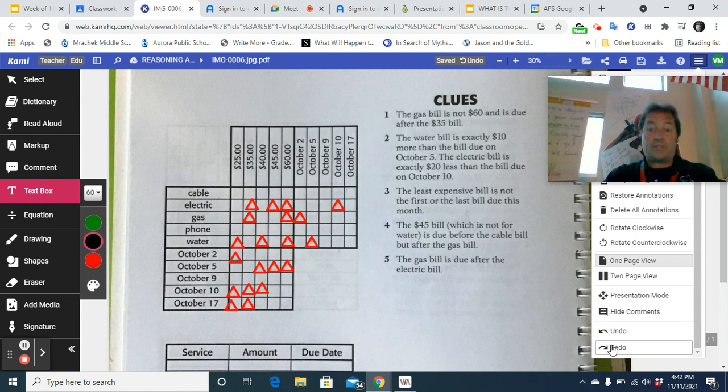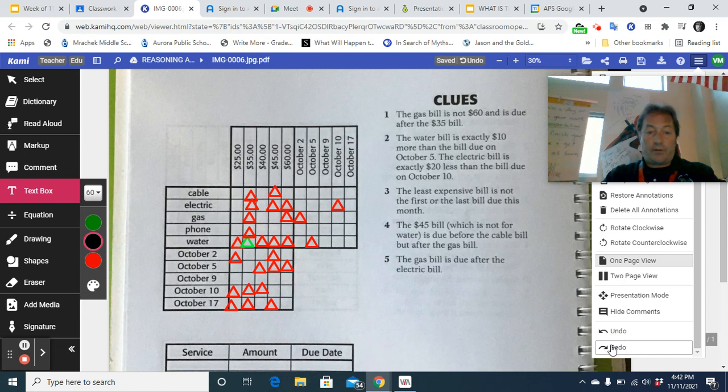Back to sequential clues. The $45 bill, which is not the water bill, so we can go ahead and knock that off. And lo and behold, now we know that the water bill is $35. So we'll mark that green and fill in the rest of that column. That's going to help us eliminate some stuff in a minute. But now back to the $45 bill is due before the cable bill. So the $45 bill cannot be due on the 17th because it's before. And it can't be the second because it's after the gas bill.